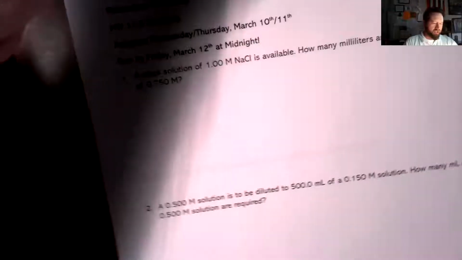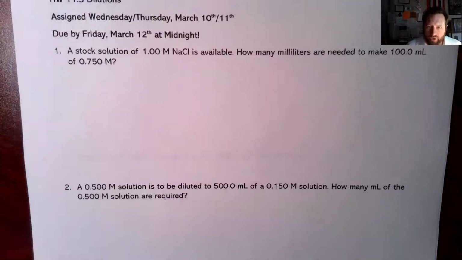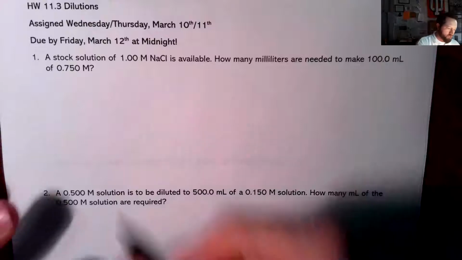Let's take a look at our homework 11.3 and hopefully get some pointers on how best to do this. So, stock solution. We can get a stock solution of 1.00 molar NaCl. How many milliliters would you need to make 100 milliliters of 0.750 molar dilution?